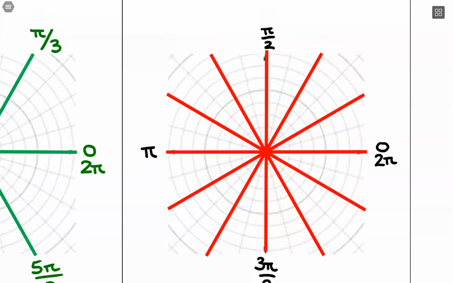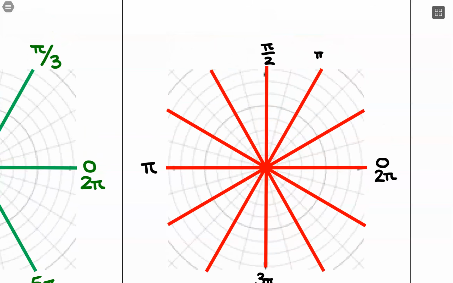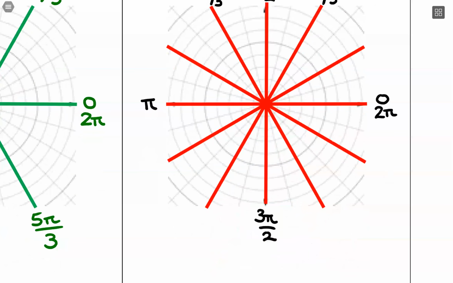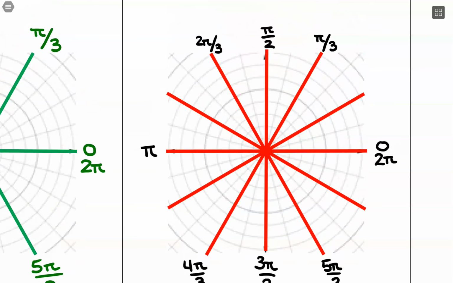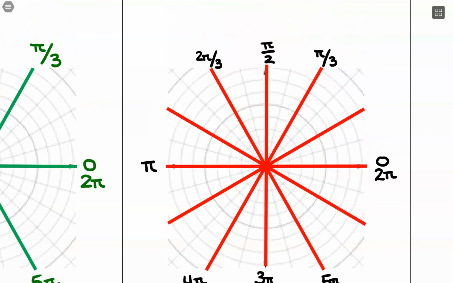We have our measurements from 60 degrees in here. So pi over 3, 2 pi over 3, 4 pi over 3, 5 pi over 3. So those are already found. So now let's talk about what 30 degrees does though.